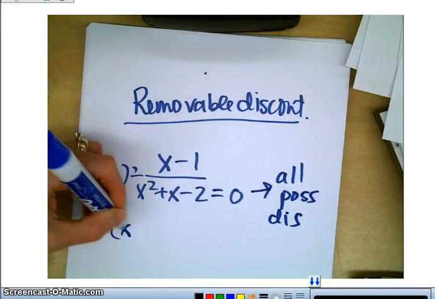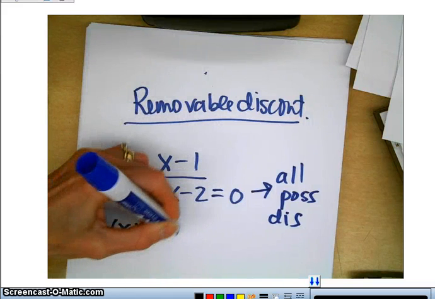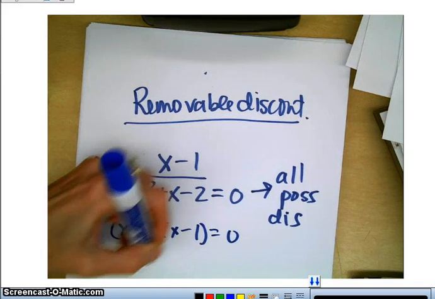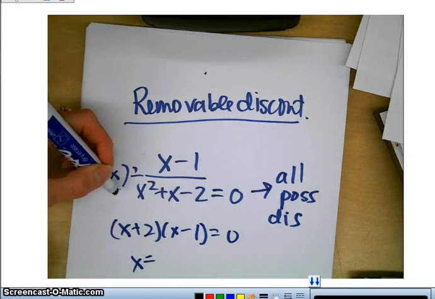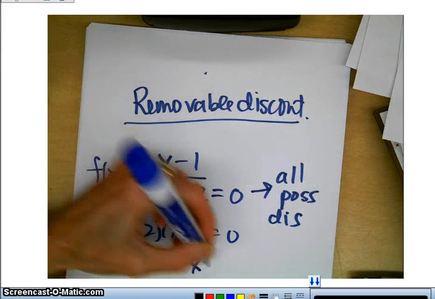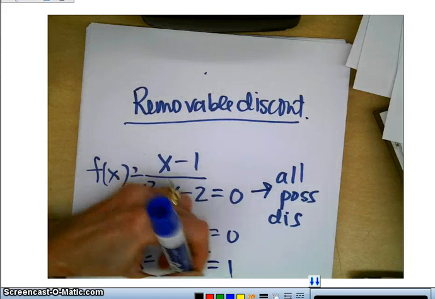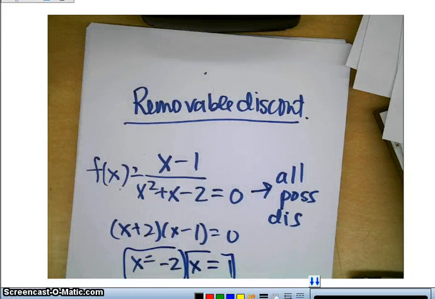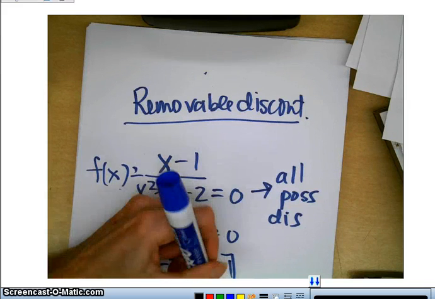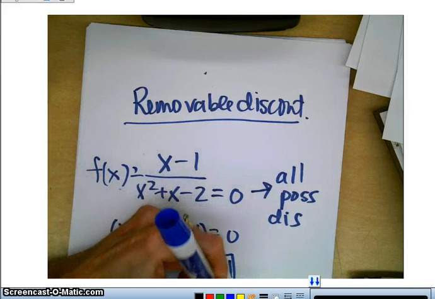So I'm going to factor it: (x plus 2)(x minus 1). What are all possible discontinuities? x equals -2 and x equals 1. And actually these are both for sure discontinuities, okay? But which one's removable? x equals 1 is removable.